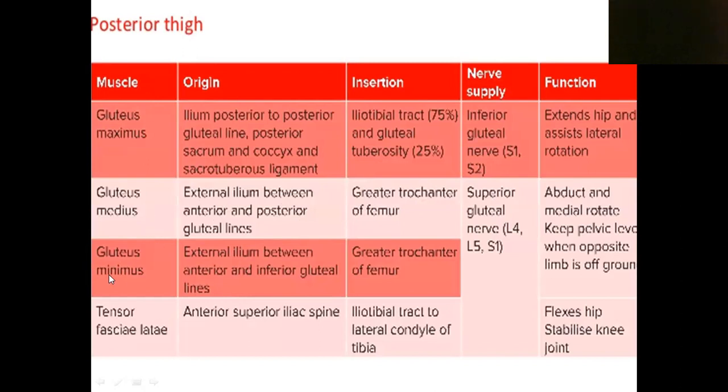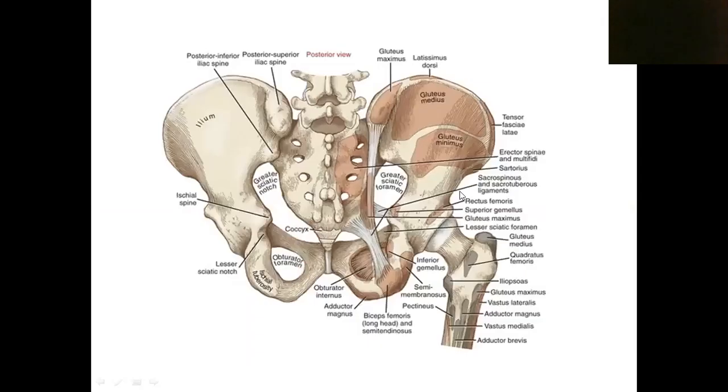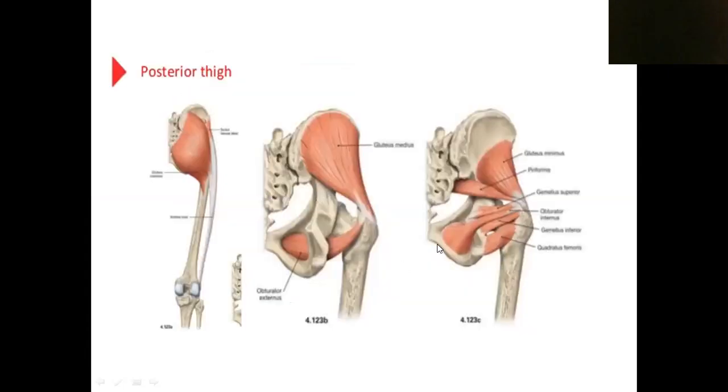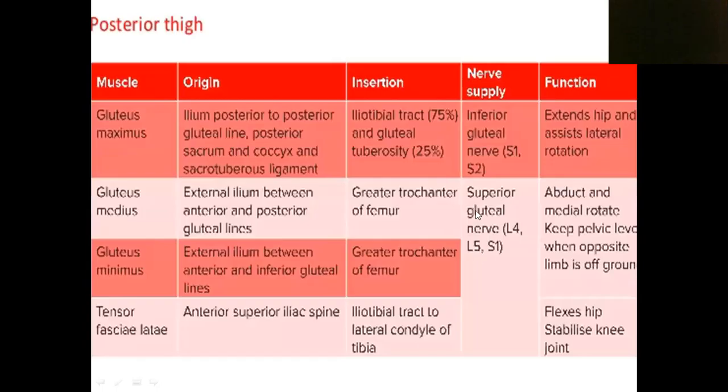Now gluteus minimus. Gluteus minimus arises from the external surface of the ilium between the anterior and inferior gluteal lines. See this area, gluteus minimus. From there, like gluteus medius, these fibers also run downward and insert to the greater trochanter. So gluteus maximus, gluteus medius, gluteus minimus. It is supplied by the superior gluteal nerve. Same actions: abduction and medial rotation.